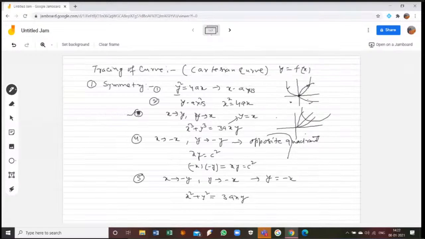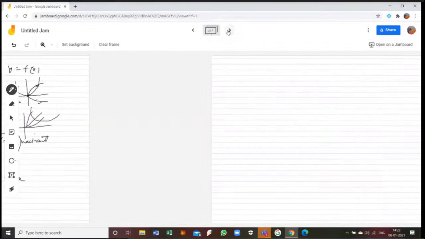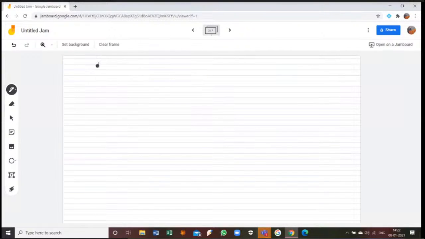After that, once you have checked the symmetry, then you have to find the tangent at the origin.